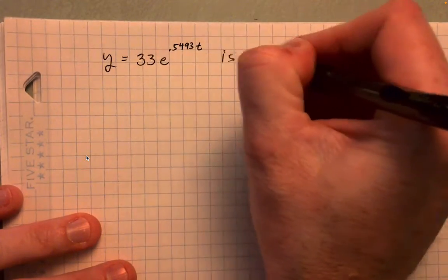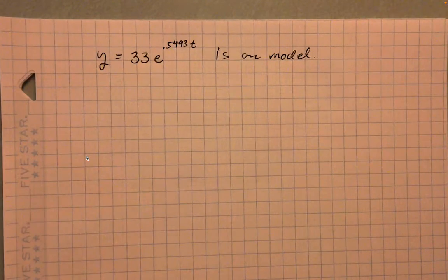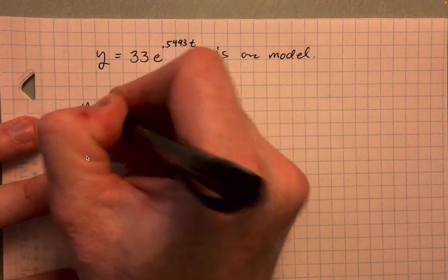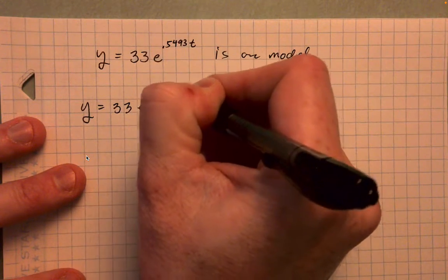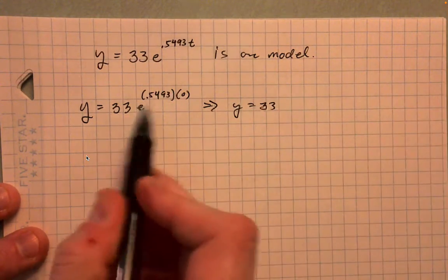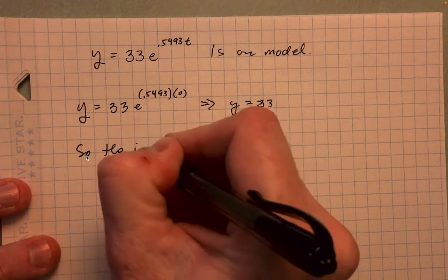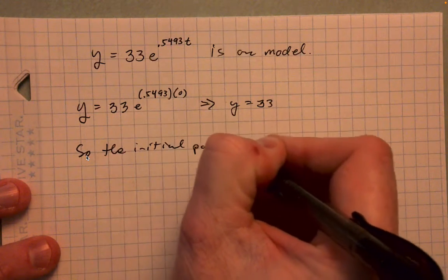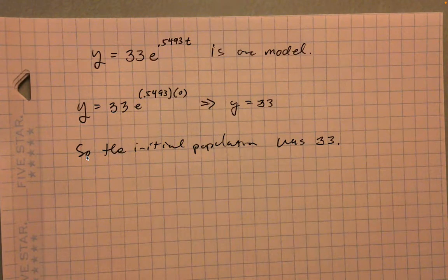So this is our population model. Then what was the initial population? Well, the initial population was 33, because y equals 33 e to the 0.5493 t, and when t equals 0 that implies y is equal to 33 times 1, so 33. So the initial population was approximately 33 flies.